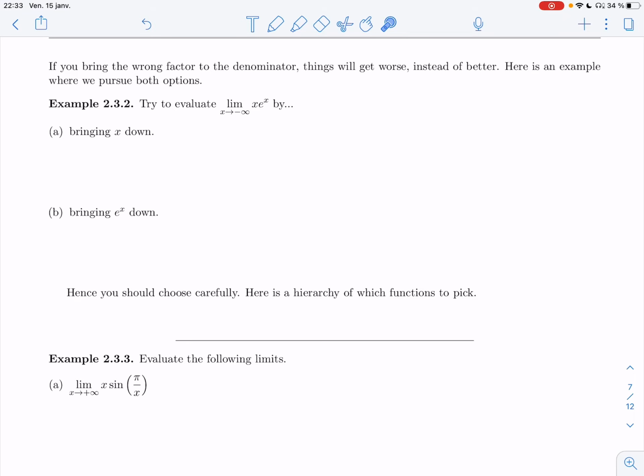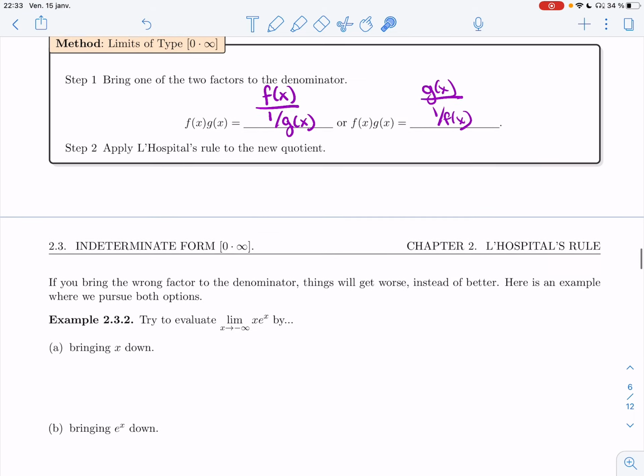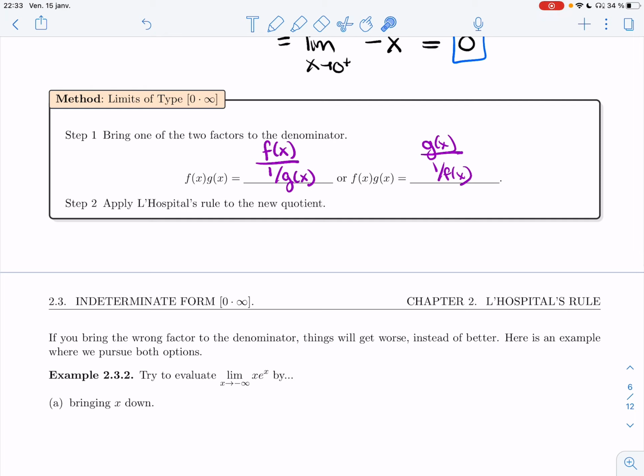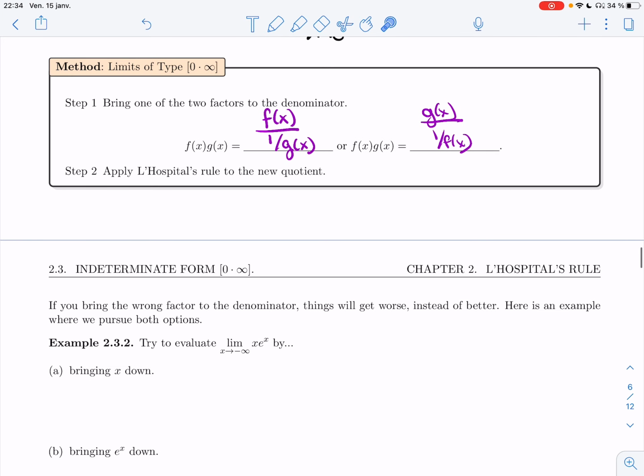All right, so in the last video, we looked at the method to evaluate limits of type 0 times infinity. The first step is to bring one of the two factors down. You don't get to choose which one you bring down. You have to choose the correct one. There's one right one and one wrong one. So if you bring the wrong factor to the denominator, things will get worse instead of better.